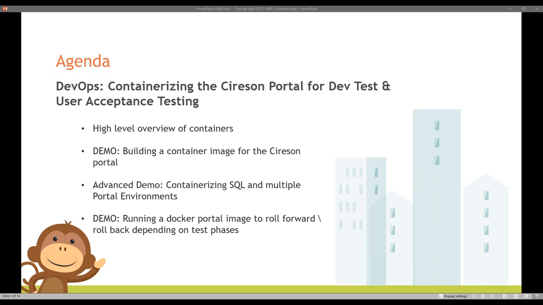The good thing about when you use Docker is you can literally work with it anywhere. So it could be on your Windows 10 workstation, it could be on a server in your data center, or it could be up in the cloud. I'm also going to go over an advanced demo containerizing multiple portal instances in SQL. I'll show you how you can then roll back and roll forward the different portal versions using an environment file. And I'm going to show you how you can implement version control by pushing and pulling different tagged images from container repositories.